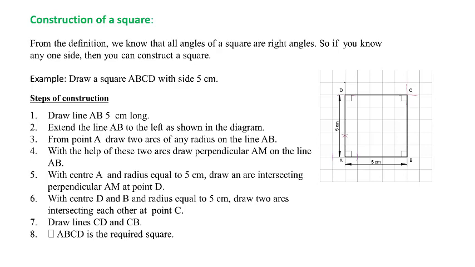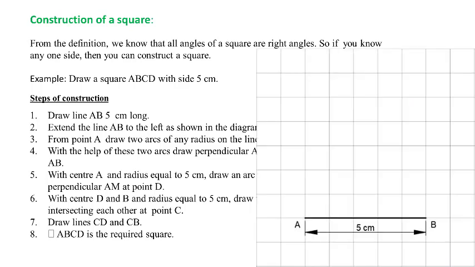Construction of a square. From the definition, we all know that all angles of a square are right angles. If we know any one side of a square, we can draw the square. Example given below is, draw a square ABCD with side 5 cm. Again you have to follow the first rule, that you have to draw the rough diagram as given in the question. Now the steps of construction are, first step, draw line AB 5 cm long.